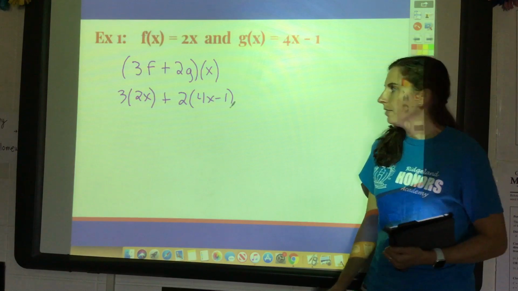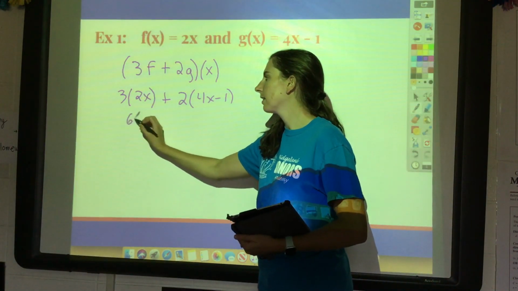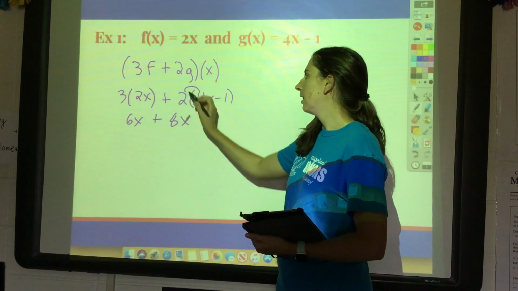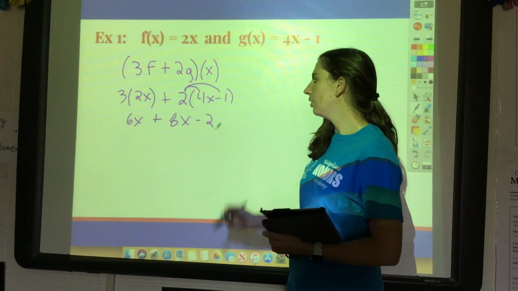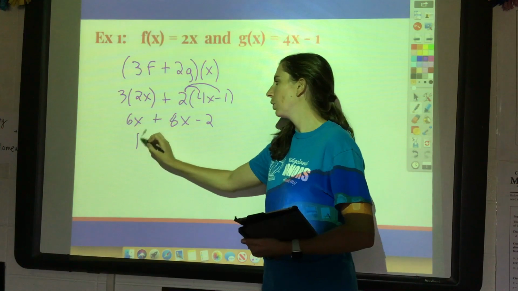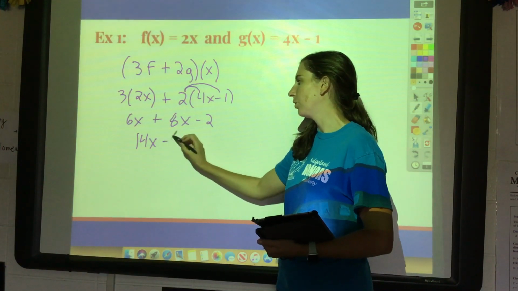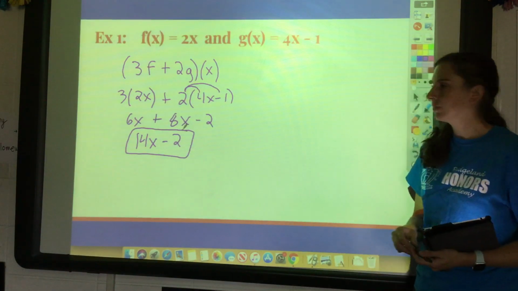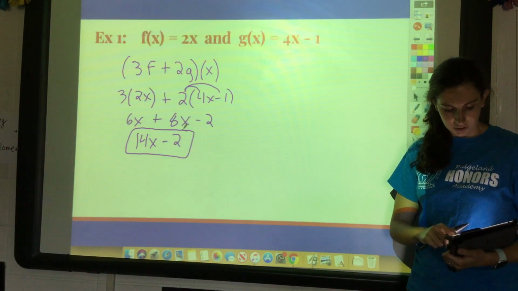And then we'll simplify. 3 times 2 is 6x. 2 times 4x is 8x. 2 times negative 1 is negative 2. 6 plus 8 is 14x minus 2. All right, we're going to do one more example.